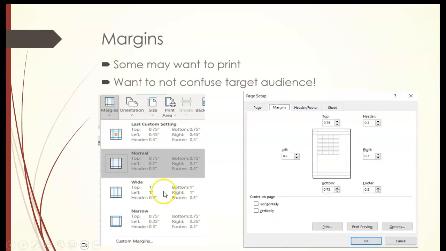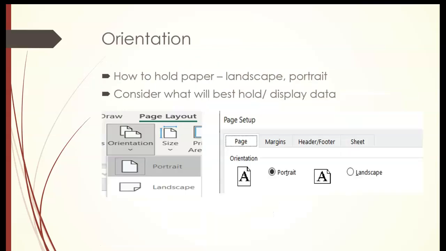Margins: there are custom set margins for the top, bottom, left, and right. You can see there are two different places to set your margins, or you can customize them to exact margins that will work for the spreadsheet. Orientation: you can have it in portrait, which is like a Word document would be, or if you have a lot of material to cover on the spreadsheet, you may want to put it in landscape, and there are two places under Page Layout to adjust that.